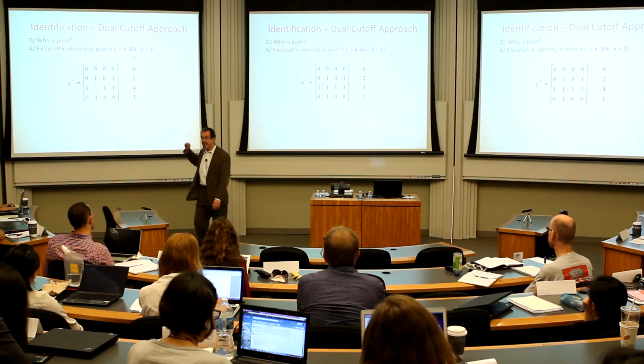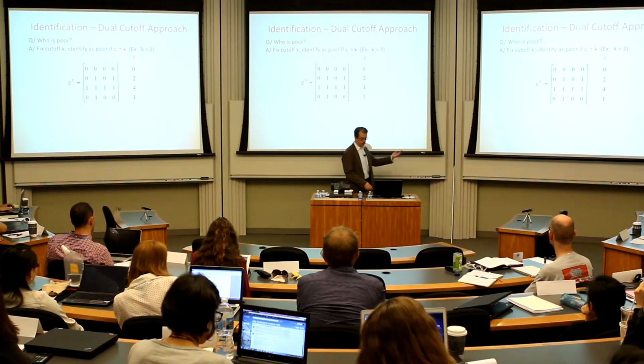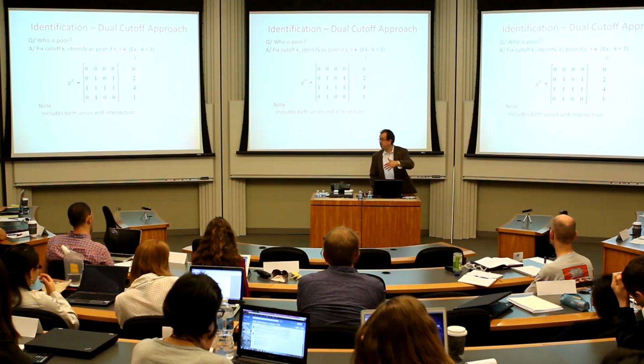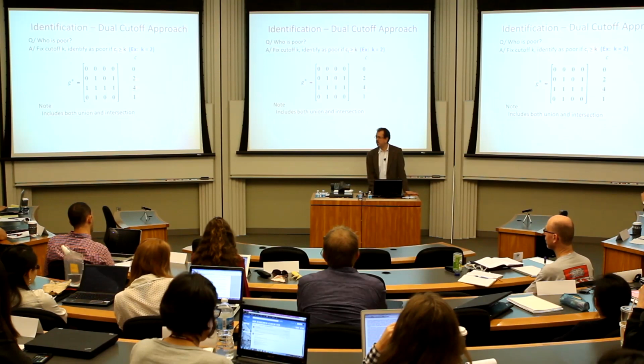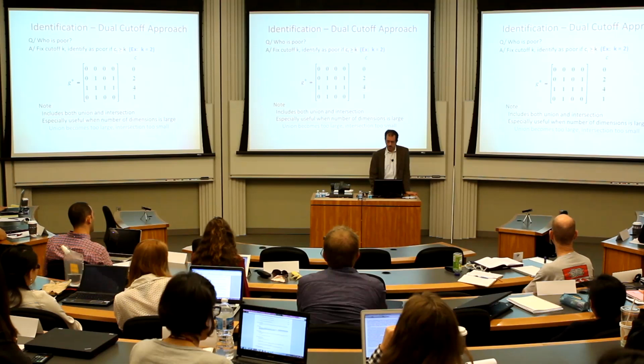Okay. Here's all the examples. And so I identified who's poor. It's an approach that is between union and intersection, but it's something intermediary. It isn't as extreme, it prioritizes who's poor. And it's useful in these extreme cases where we have the number of dimensions being pretty large.